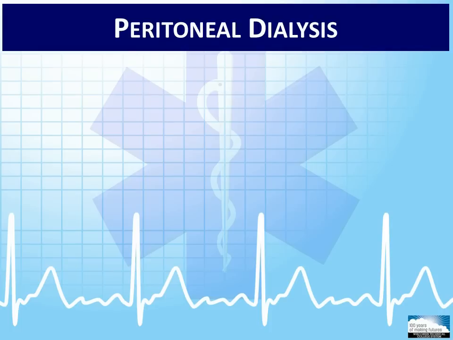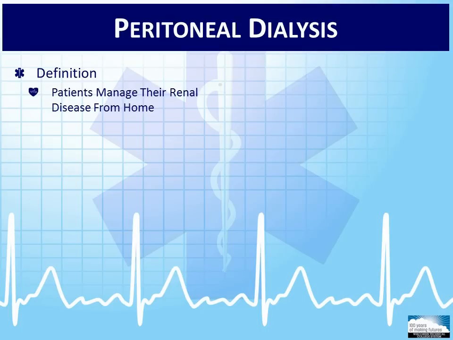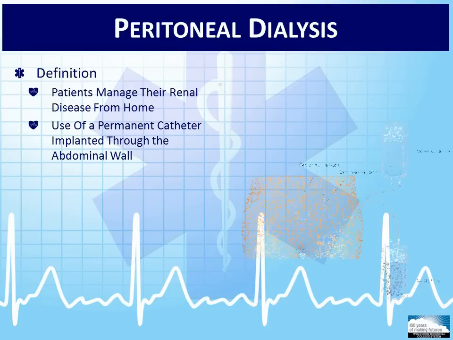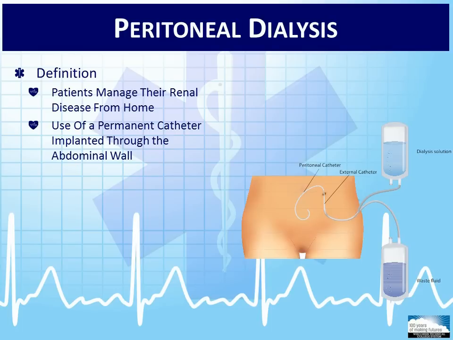Another form of dialysis is peritoneal dialysis. Peritoneal dialysis is for patients who manage their renal disease from home on a daily basis through the use of a permanent catheter that is implanted through the abdominal wall into the peritoneal cavity. While peritoneal dialysis also removes toxins and excess fluid from the body, it does so using a dialysis solution that is infused through the catheter to be drained after a set amount of time and discarded.